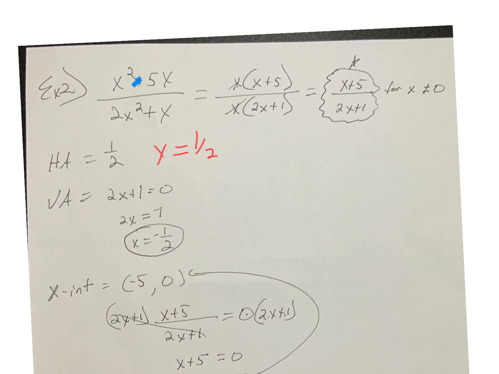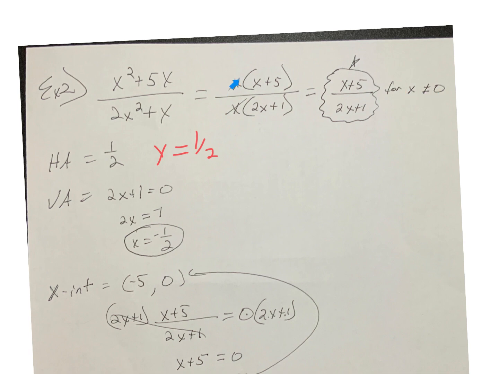When you do so, you can factor out an x in both the numerator and the denominator. So you're left with x times x plus 5 divided by x times 2x plus 1. So we can simplify this by canceling out the x's. An x divided by an x would be 1, so we could rewrite this function as x plus 5 divided by 2x plus 1. This is a function we're going to use to determine the other features of the graph. Now this is true for x not equal to 0.